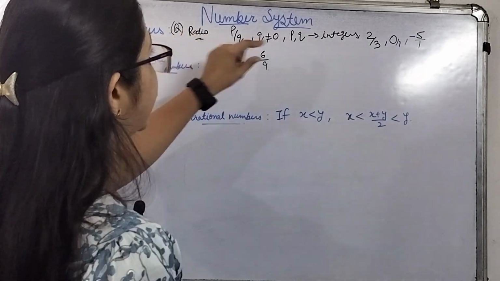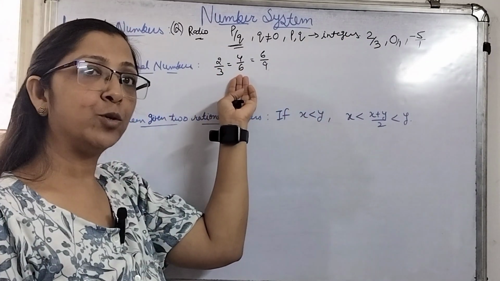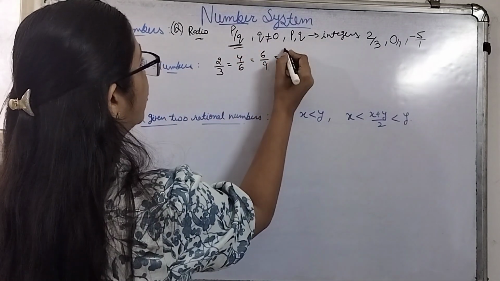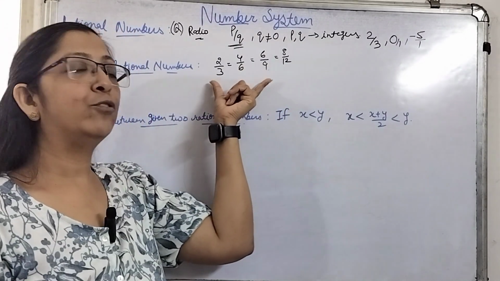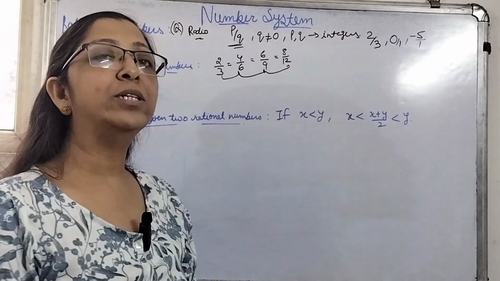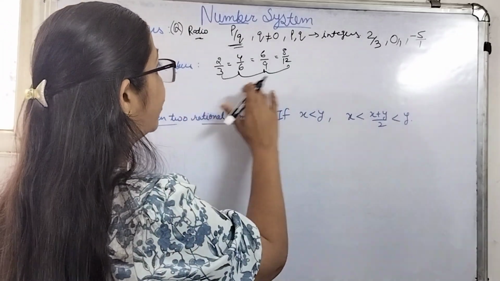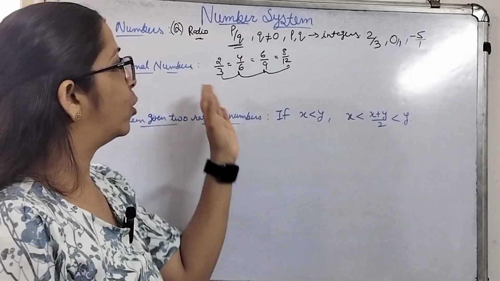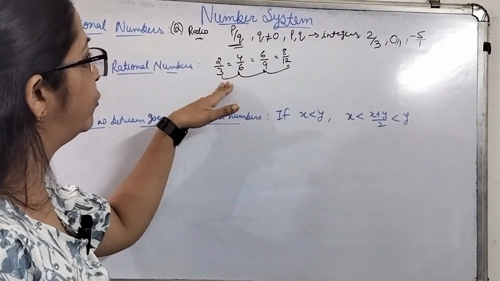So a rational number does not have a unique representation. We can write 2 upon 3 as 4 upon 6 also. We can write 2 upon 3 as 6 upon 9 also. We can write 2 upon 3 as 4 2s are 8, 4 3s are 12 also. So all these are representations of 2 upon 3 only. All these representations whose value is the same are known as equivalent rational numbers, because if we simplify them, all of these values will be 2 upon 3 only.